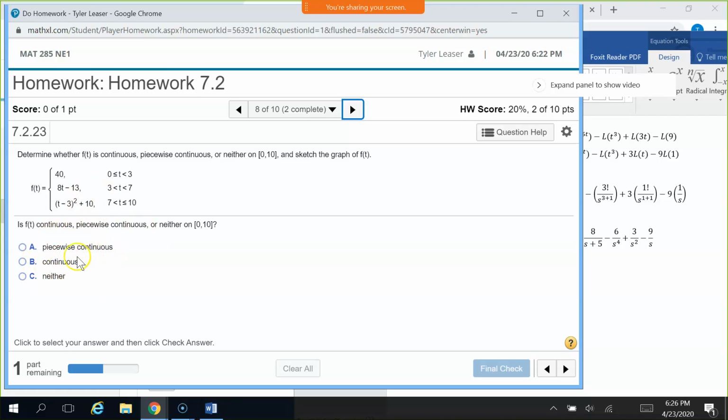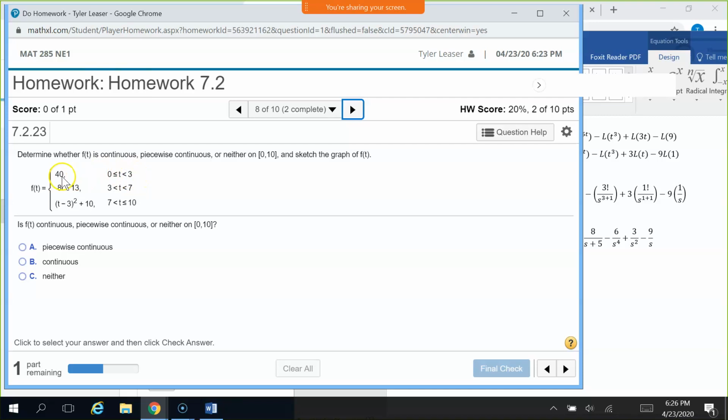So to determine if it's continuous or piecewise continuous, that all depends on what's happening at the transitions. So here at 3 and then at 7. If the values are equal, then it's continuous. If you have those jump discontinuities where it jumps either up or jumps down, that's when it's piecewise continuous. So let's just see what happens at those endpoints.